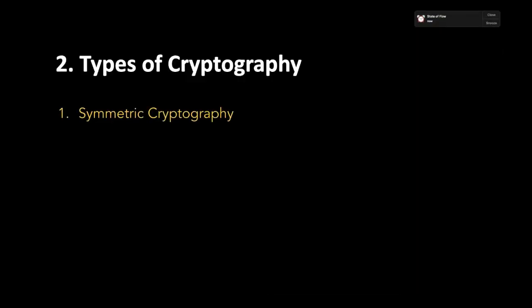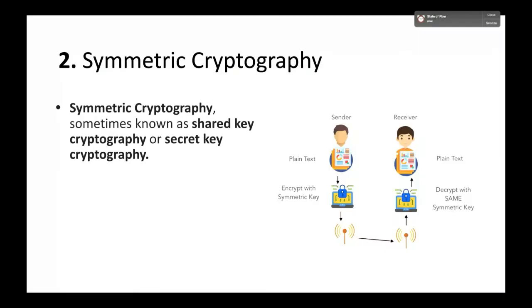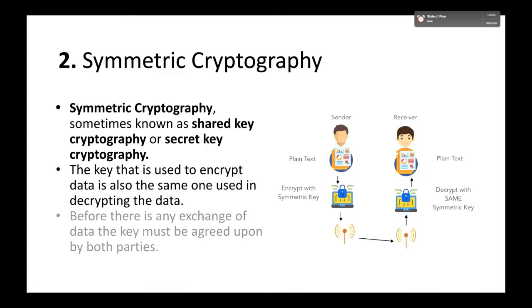So we covered that, so now let's cover symmetric cryptography. Symmetric cryptography is sometimes known as shared key cryptography or secret key cryptography. Essentially what this means is that you use the same key to encrypt and decrypt the data. And since it's the same key, there has to be some sort of exchange of the key, or it has to be agreed upon ahead of time.